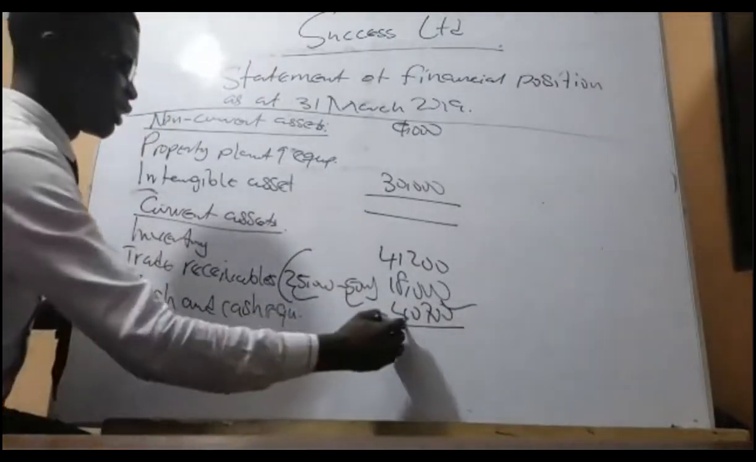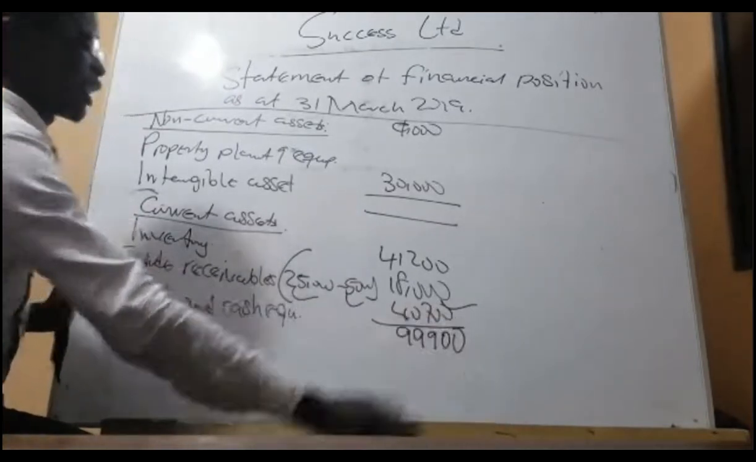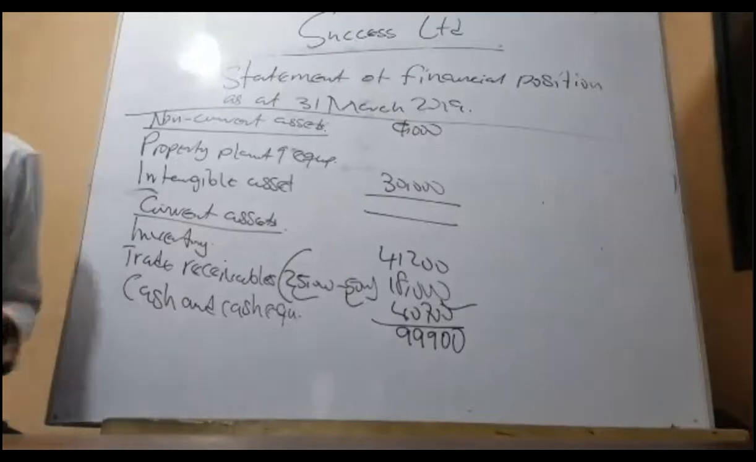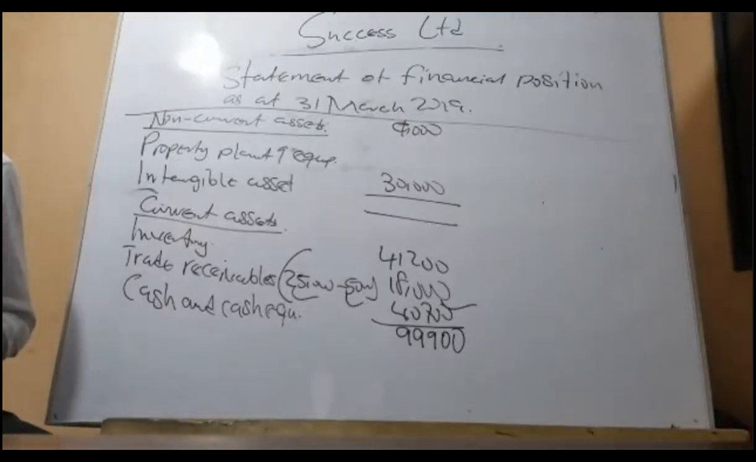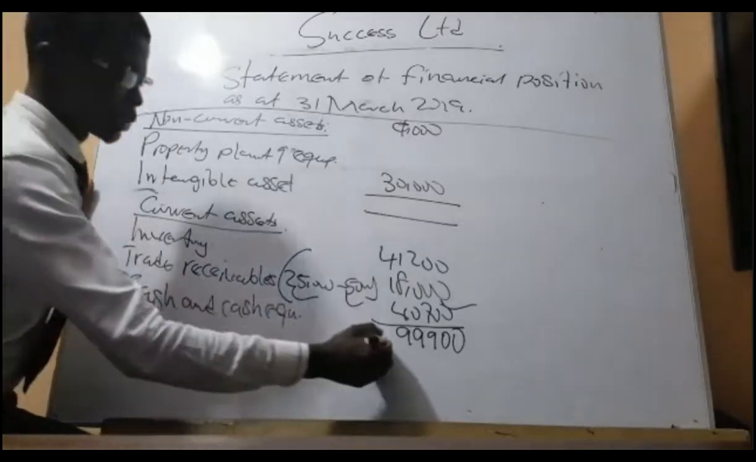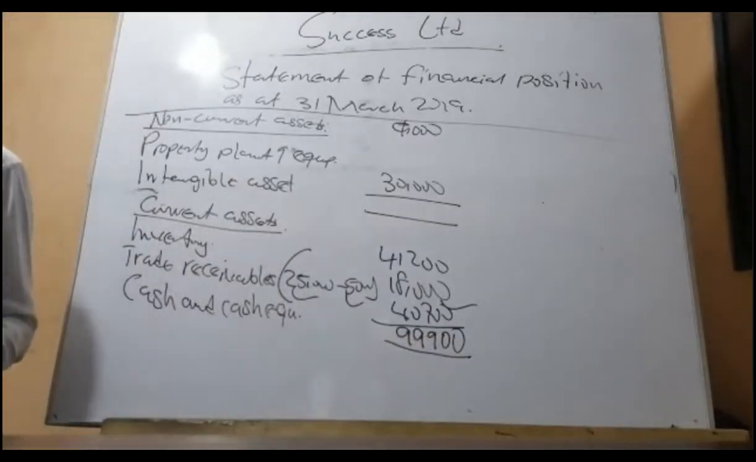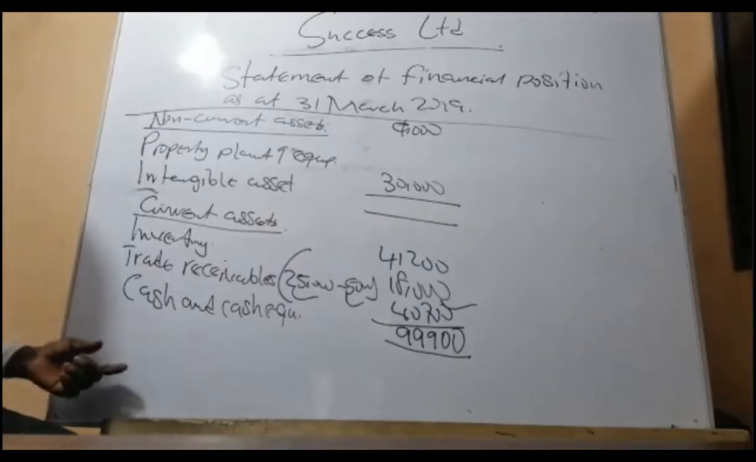So the answer will be 99,900. Then you underline it once. Then you relax. Then you come back again. Then you come and pick what? Equity, right?